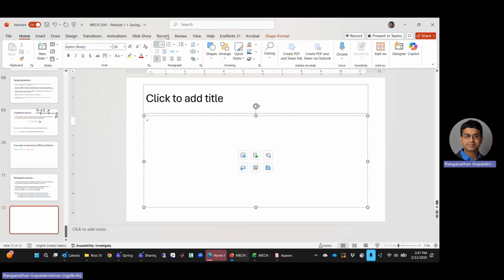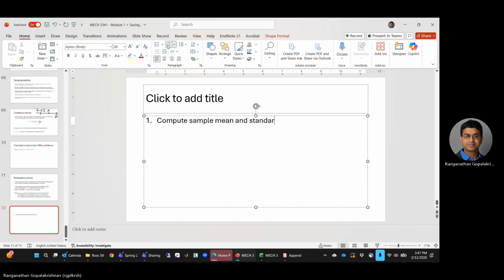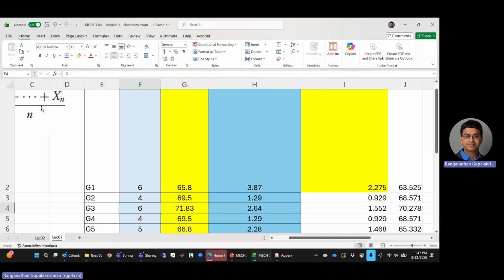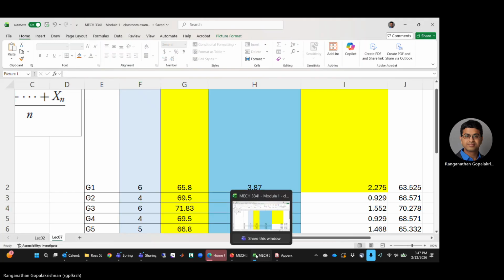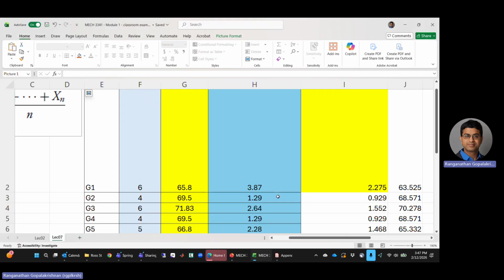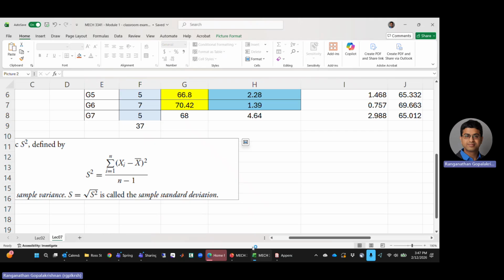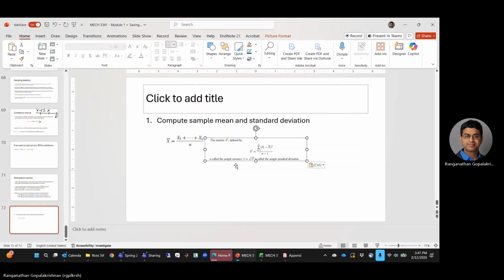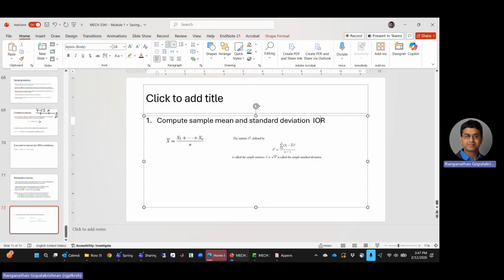Step 1 would be compute sample mean and standard deviation. Okay. The formulas we would use are these. And you're going to do this with calculator in the exam. There is no Excel on the exam. So you would do this manually. Okay. Or these may be provided. It'll just skip ahead to the next step.